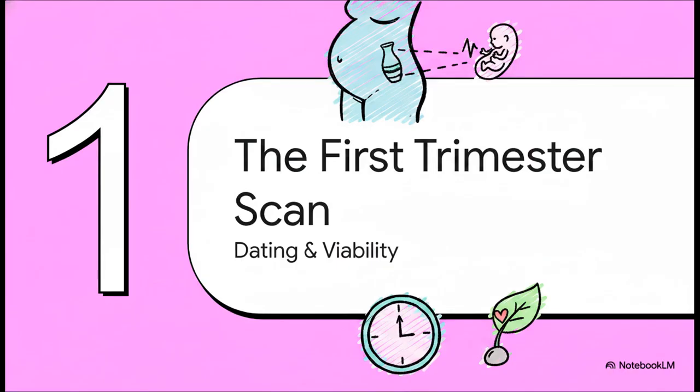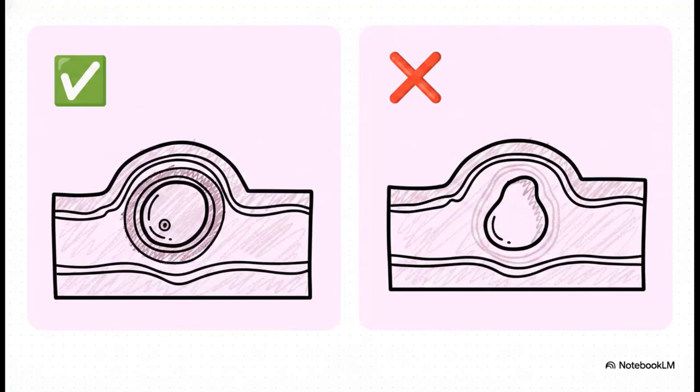Okay, so let's start at the beginning, the first trimester scan. Now, at this very early stage, ultrasound has two main critical jobs. First, to confirm that we have a viable pregnancy that's actually inside the uterus, and second, to establish a really accurate gestational age. So the very first question we have to answer is: is this an intrauterine pregnancy? And we do that by looking for a true gestational sac.